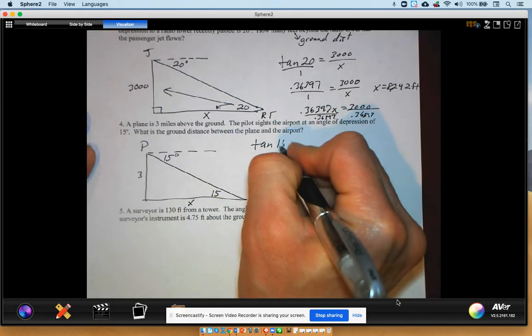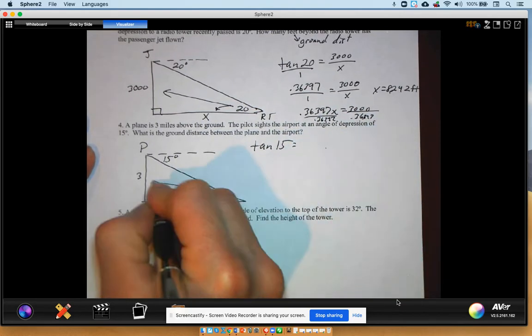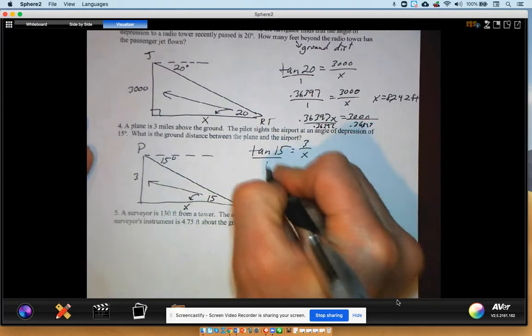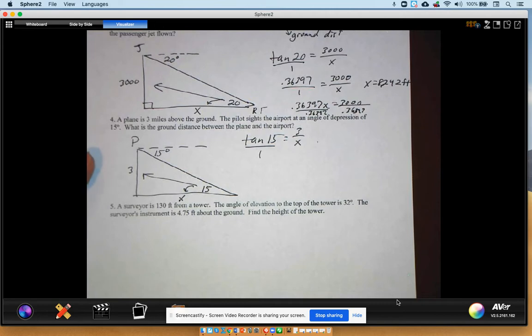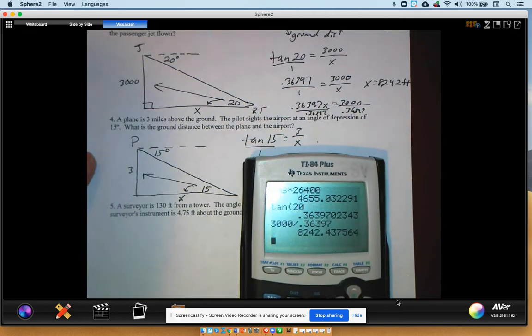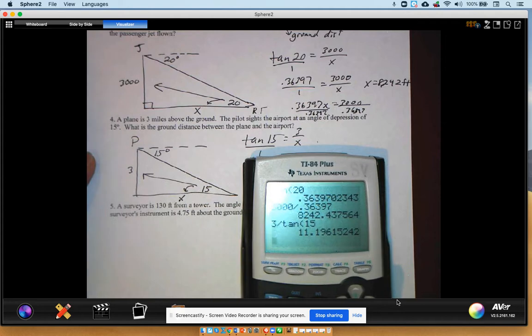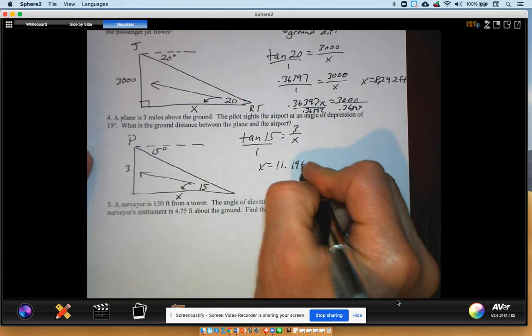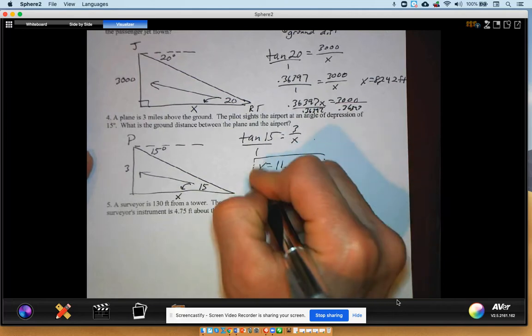Tangent 15 equals opposite over adjacent, 3 over x. I'm going to cross multiply. As you saw in the last problem, what I'm going to end up doing is taking 3 divided by tangent 15. That's 11.196. So x equals 11.196 miles.